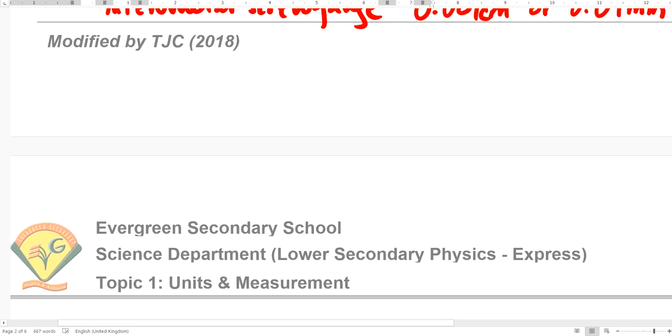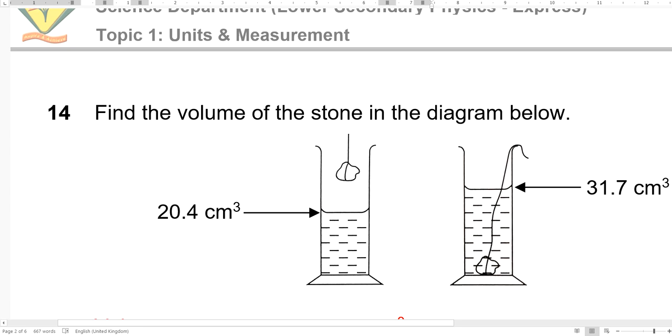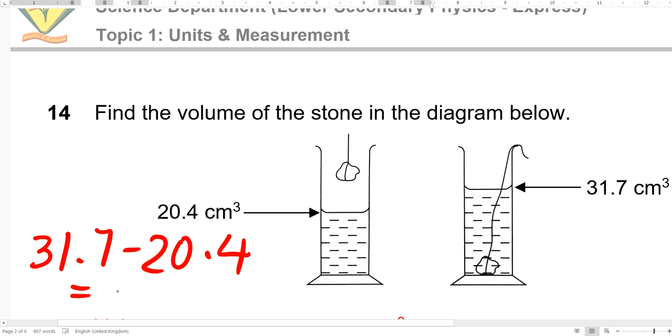Okay, next. We are coming to the end already. Find the volume of the stone. Oh, this looks like a primary school maths question, right? A science. Okay. So what should we do to find the volume? Minus. How about this? If I present my answer this way. 31.7 minus 20.4 equals to, how much is this? 11.3. Okay, finish. How is this presentation?